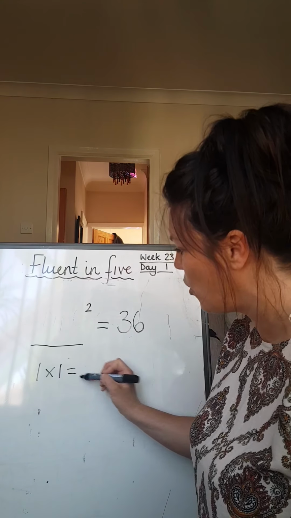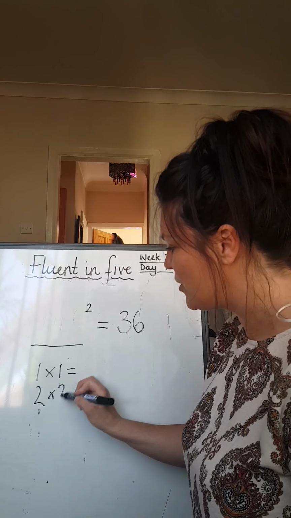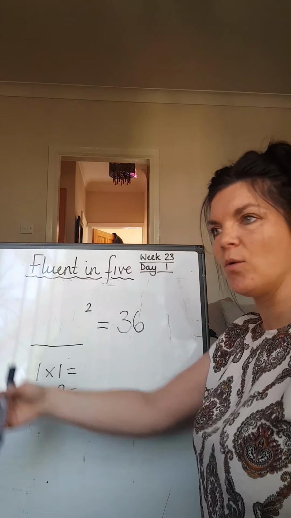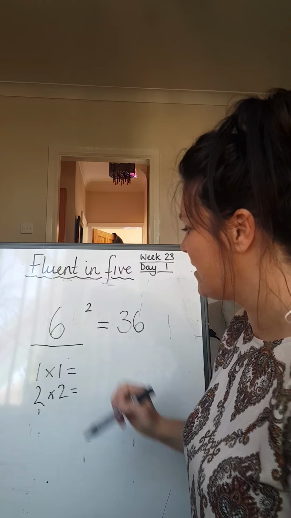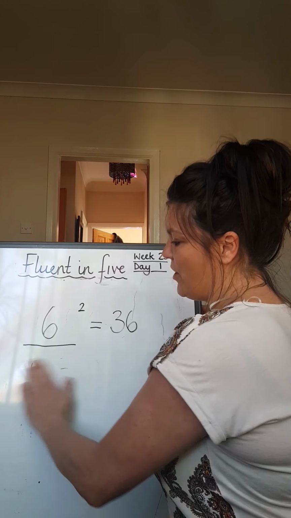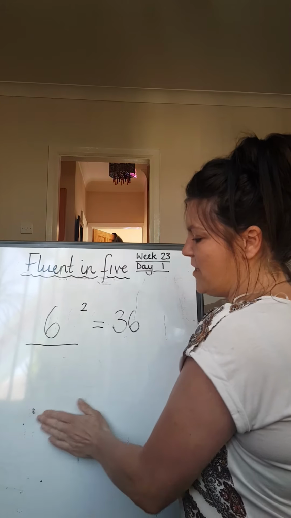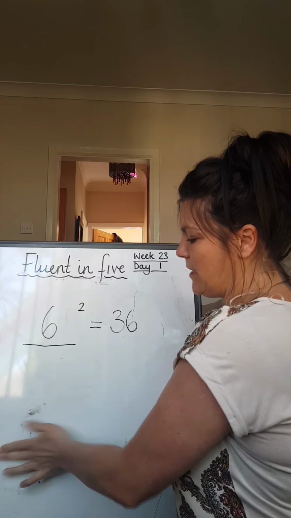You could go 1 times 1. Is it that? Is it 2 times 2? Is it that? And so on and so on. I know that 6 times 6 equals 36. So my mystery number, dun, dun, dun, is actually 6 in this case.